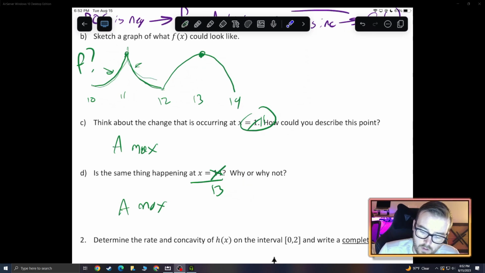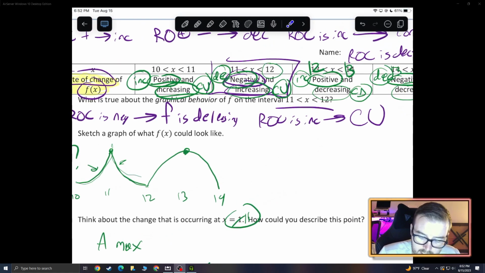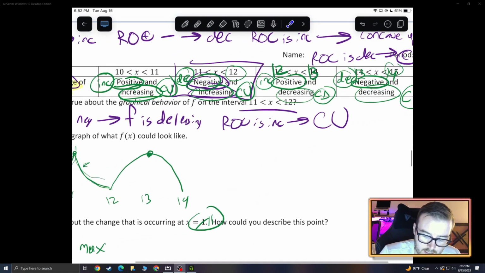And think about why that is. What is making that a maximum? Well, look at the table. What is the same? Look at the transition from here to here, and look at the transition from here to here. What is happening? This is positive increasing, negative increasing. This is positive decreasing, negative decreasing. So what's the same about those? Well, these match, but these are different.